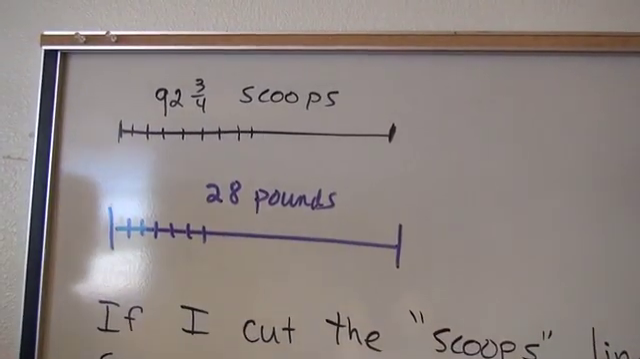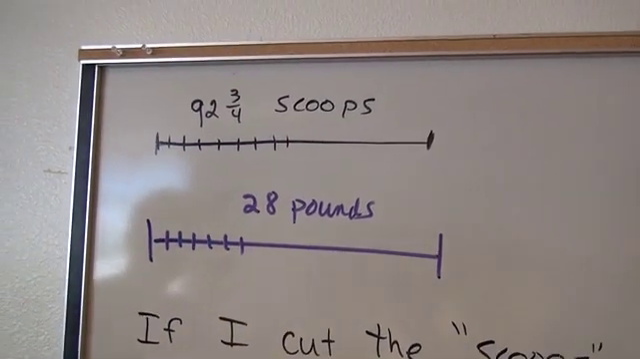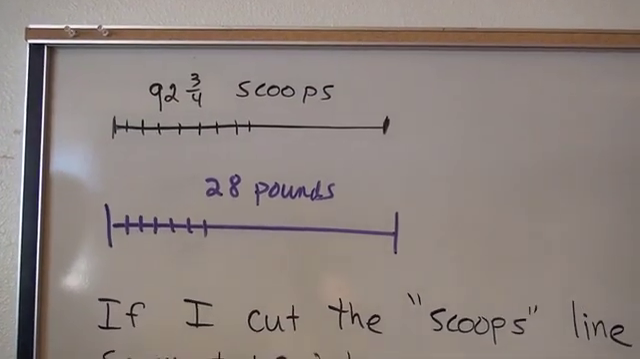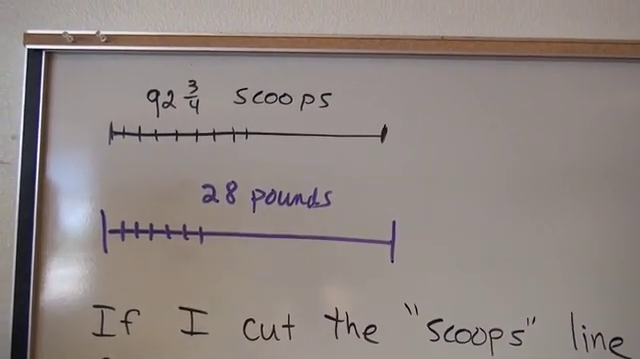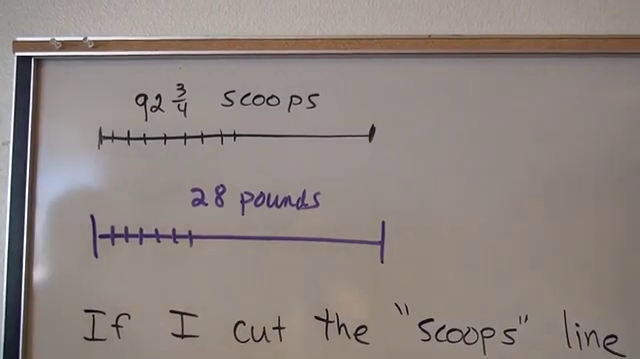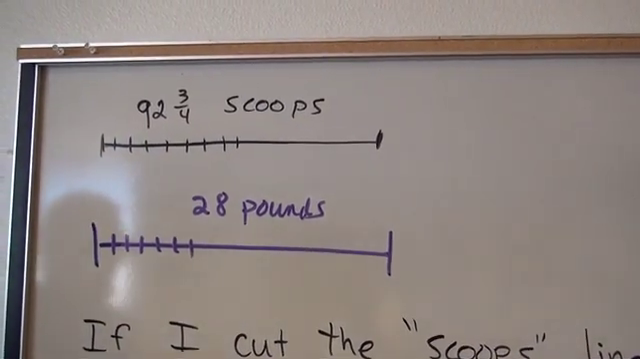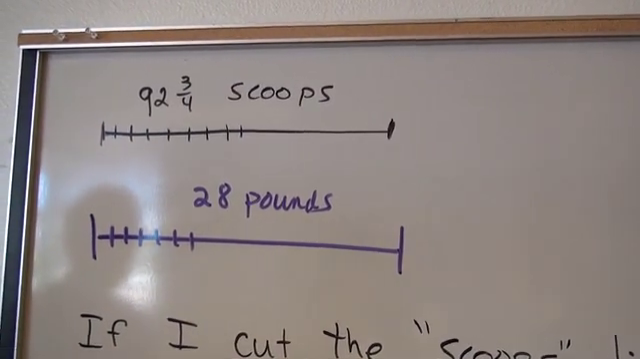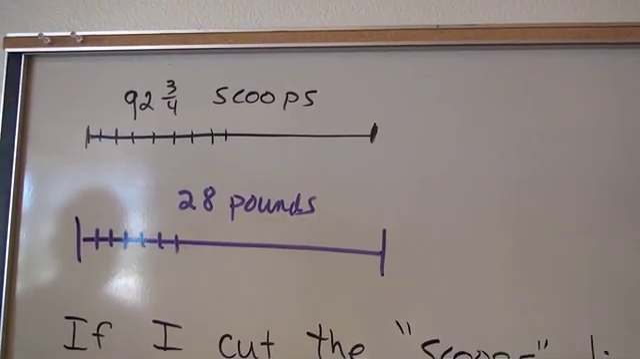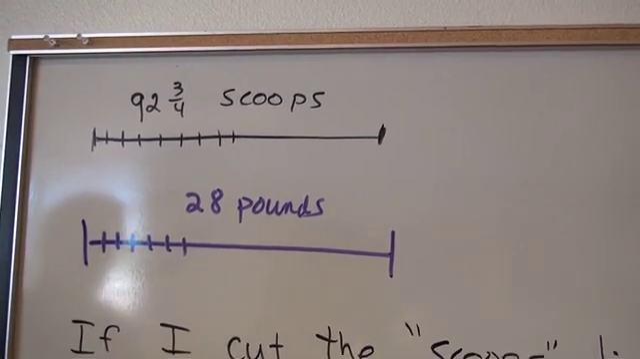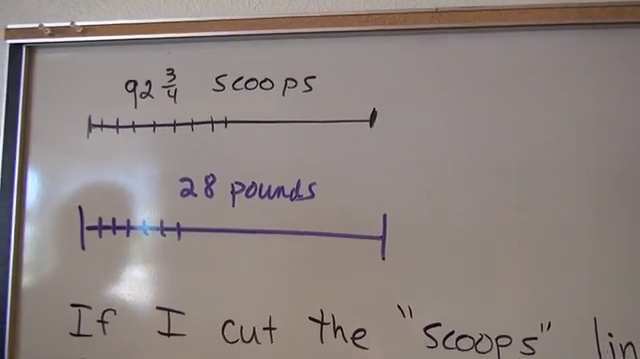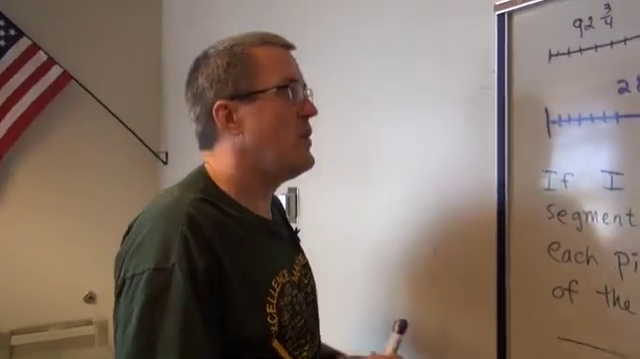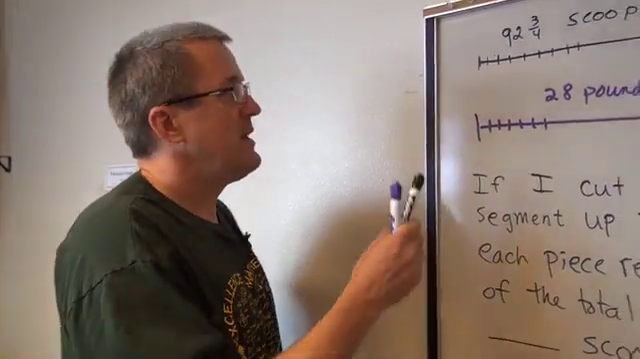So the story was, I know it's a silly story, but my giant bag of dog food had 28 pounds of dog food in it, and I observe, because I'm a mathematician, that it takes 92 3/4 scoops of dog food to empty out the bag, and I have to go buy more dog food. But the question is, how many pounds of dog food is in each of those scoops? So to answer that question, one might think this way.